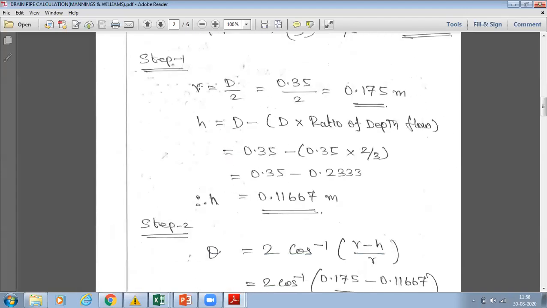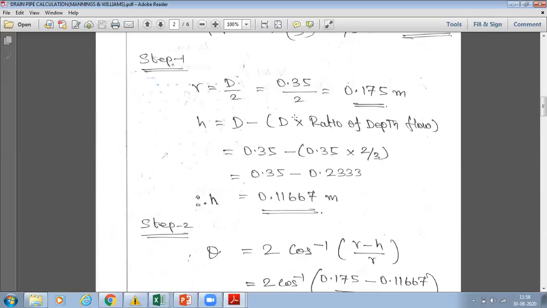So R equal to D by 2. Diameter divided by 2 is the R. So 0.35 divided by 2 is equal to 0.175. Radius is 0.175 meter. All the calculations are in meter units only, not mm.